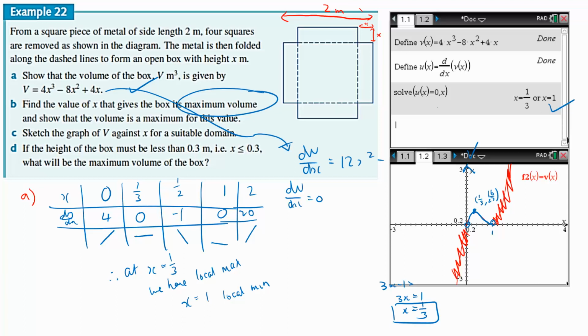Okay. Now the last one, this one normally is an inequality question, and your SACs will be similar as well. There's always going to be an inequality problem. So in this case here, if the height of the box must be less than 0.3, so be careful there, less than 0.3, that is x, which is the x dimension there, is less than or equal to 0.3, what will the maximum volume of the box be?